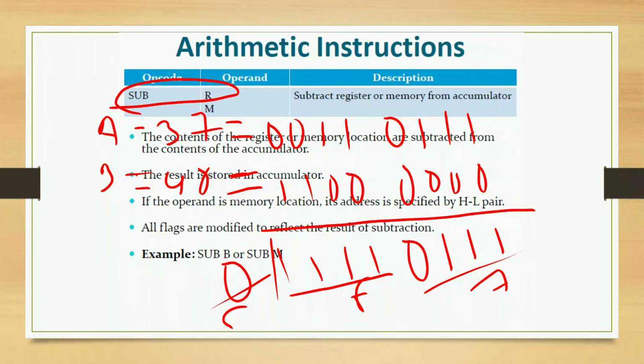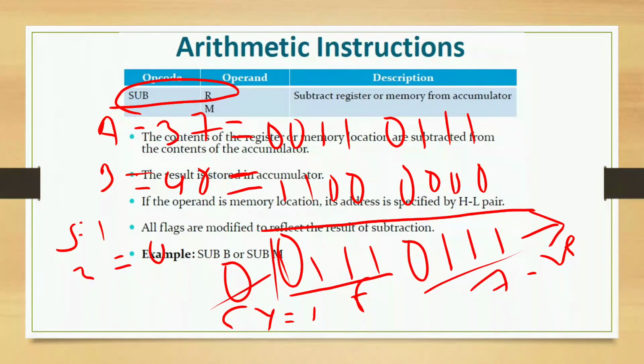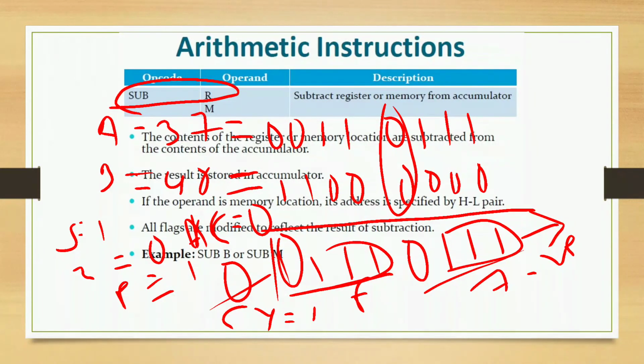Complement this carry, that is carry flag is 1. It means result is negative, and it is expressed in its 2's complement in the accumulator. And what about the rest of the flags? Sign flag is 1 because bit D7 is 1. Zero flag is 0 because result is other than 0. Parity flag is 1 because even number of ones is present in result. Auxiliary carry is 0 because in bit D3 no carry is generated, and the carry flag is 1.